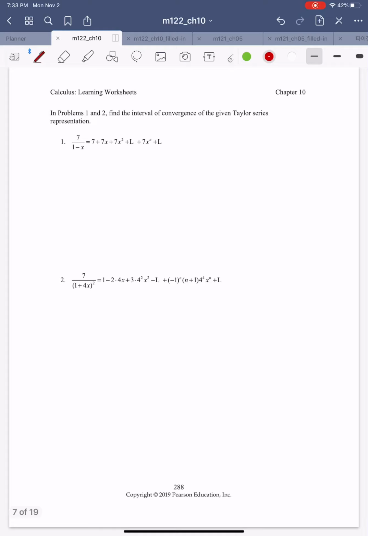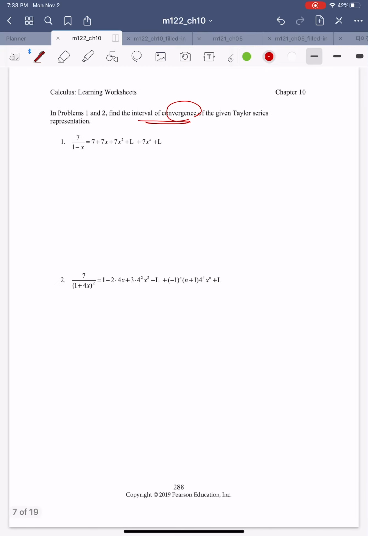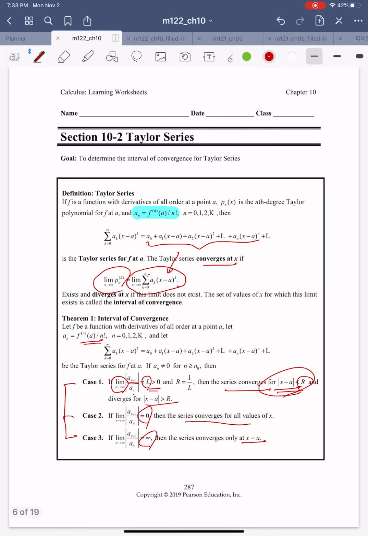So problems 1 and 2: find the interval of convergence of the Taylor series representation. You're already given that it converges a certain way, so we are looking for this part here, the R value. In order to do that, we need to take the limit as n goes to infinity of a sub n plus 1 over a sub n, equal to some number greater than 0.